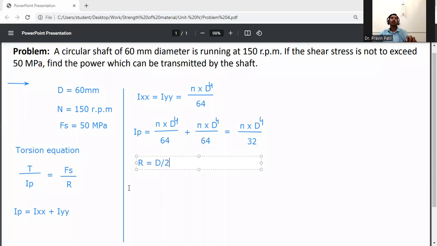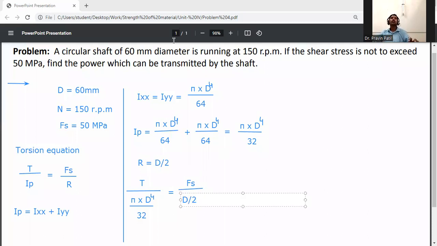Now put all these values here in equation 1, in the torsion equation: T divided by pi d raised to 4 divided by 32 is equal to Fs divided by d by 2.